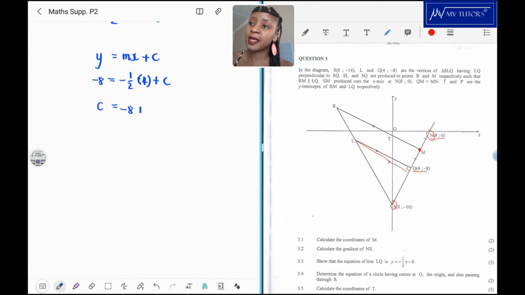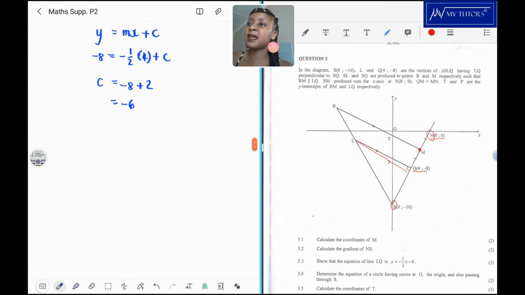Take it to the other side, it'll be positive. So c is actually negative 6. What do you call this? It is the y-intercept. Okay, so that's where P is actually. Alrighty, so finally our equation will be y is equal to negative half x minus 6, and that is exactly what they asked us to show.